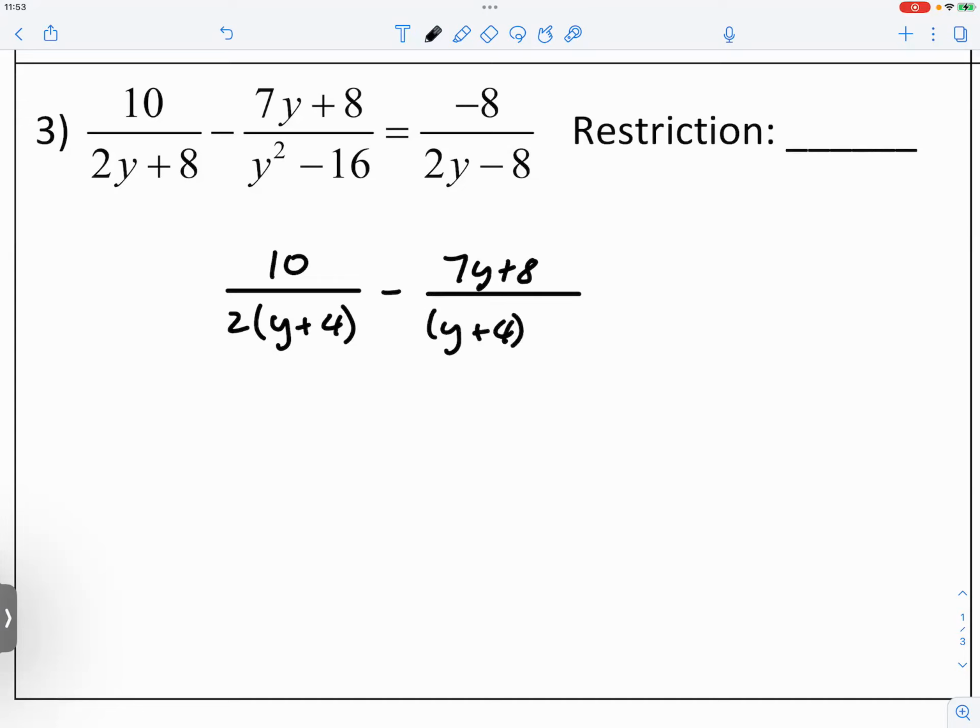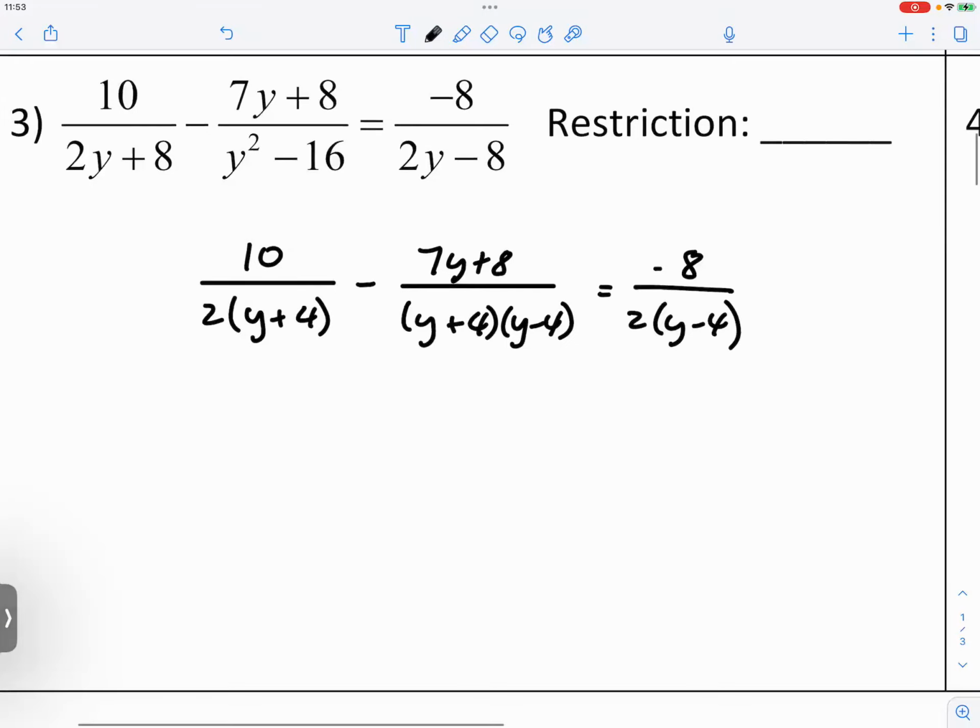So y plus 4, y minus 4. And then y minus 4 right here. Okay, so I think now we have all the factoring done. And what would be the common denominator that we can multiply so that things would be nicer?